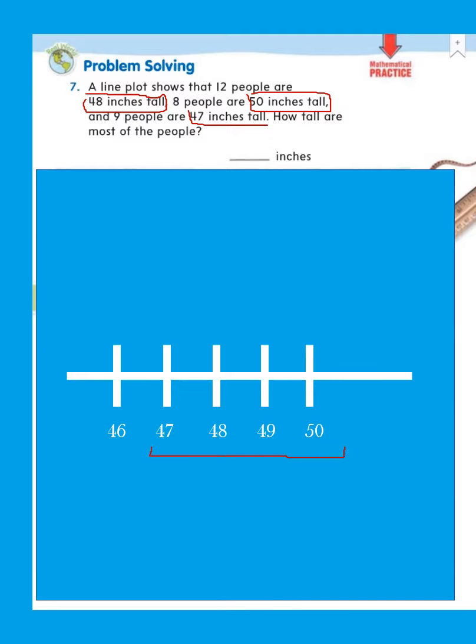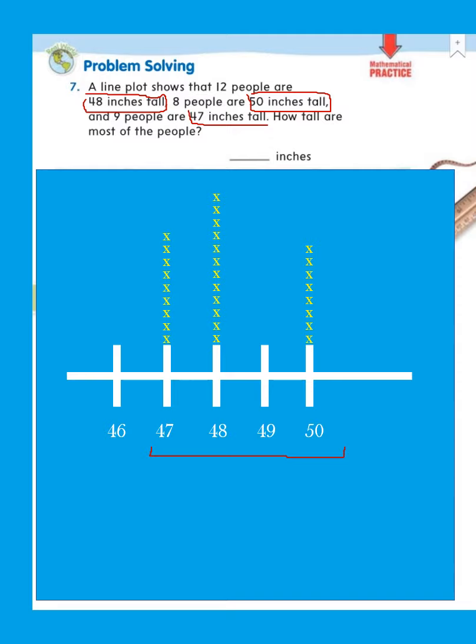Okay, now it says that 12 people are 48 inches tall. So I'm going to go to the number 48 and I'm going to put 12 X's. And you can count them if you want to, but believe me, there are 12. Then it says 8 people are 50 inches tall. So above that 50 mark, I'm going to put 8 X's. And finally, 9 people are 47 inches tall, and I'm going to put that there.